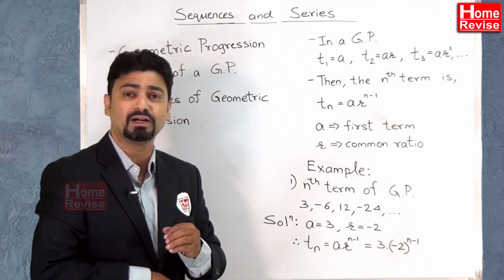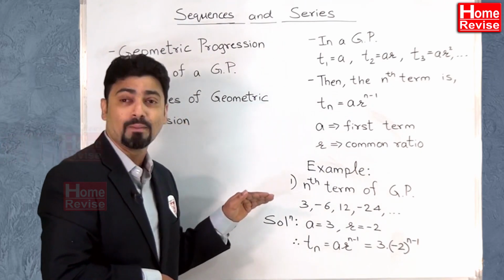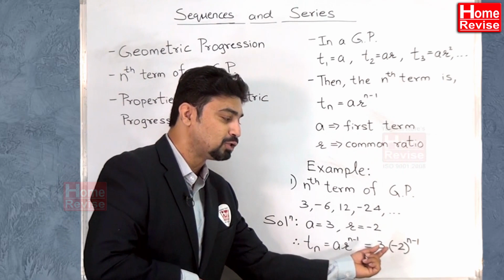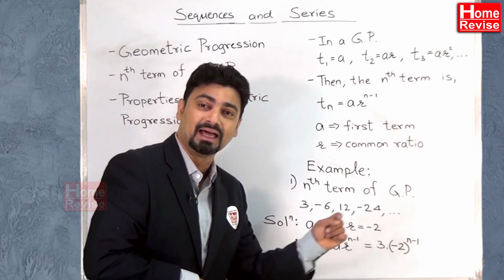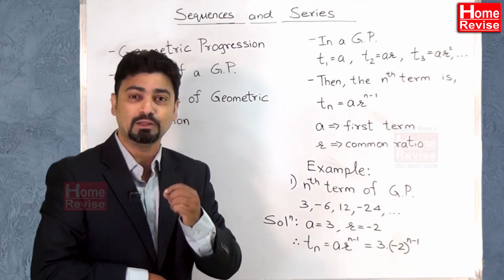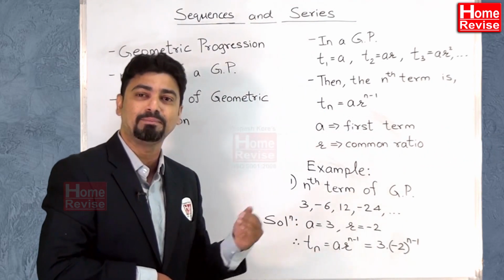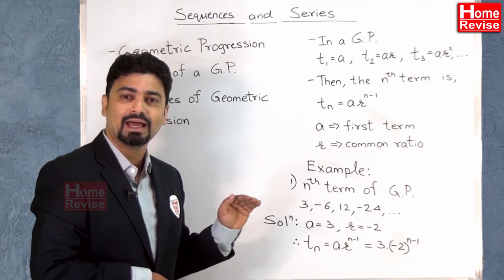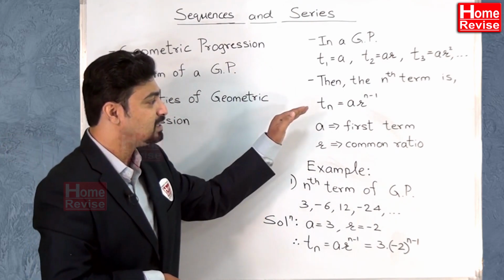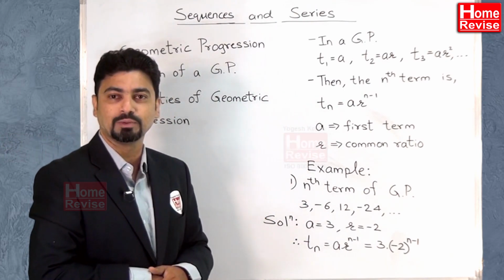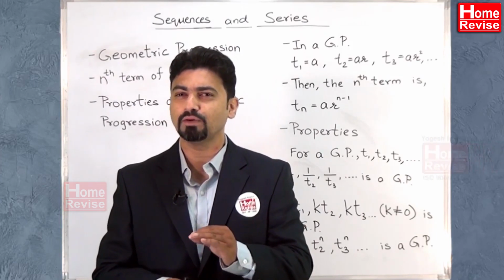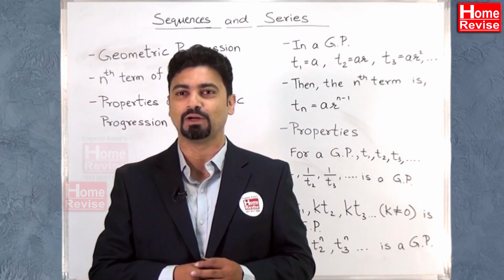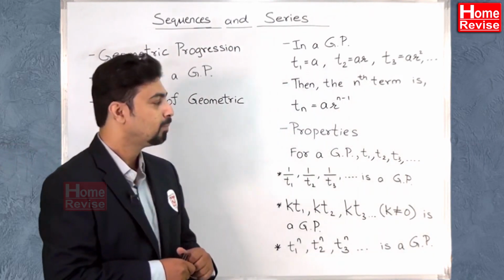So if you had to find out the 10th term of this particular geometric progression, you would have written 3 into (minus 2) raised to 10 minus 1, that is 9. So if you find out the 9th power of minus 2 and multiply it by 3, you would get your 10th term. So this is how you find your nth term from the formula Tn is equal to ar raised to n minus 1. Let us now see some important properties that we can derive out of the basic definition of geometric progression. Let us see.